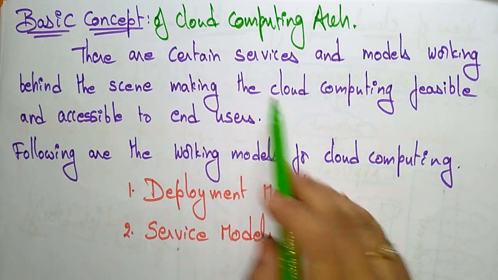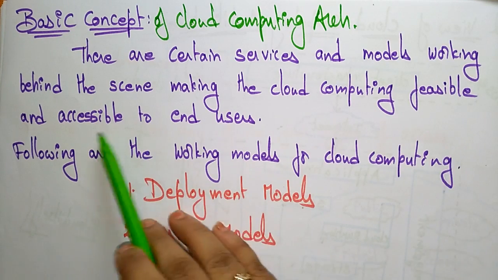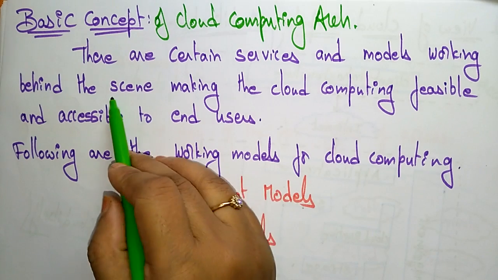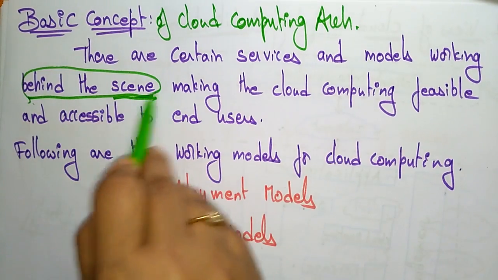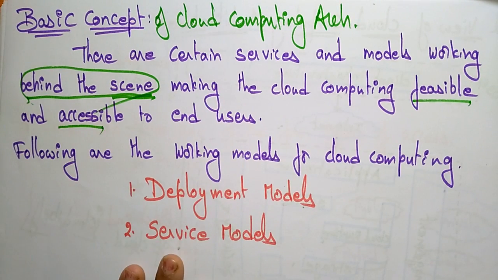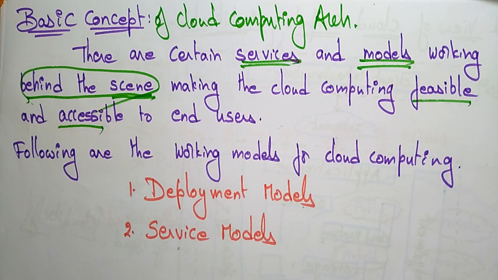So there are certain services and models working behind the scene, making cloud computing feasible and accessible to end users. We already said that it has some services and models working behind the scene, that is at the back end. So now let's see what are the services and what are the models that are used at the back end to make cloud computing features accessible to end users.